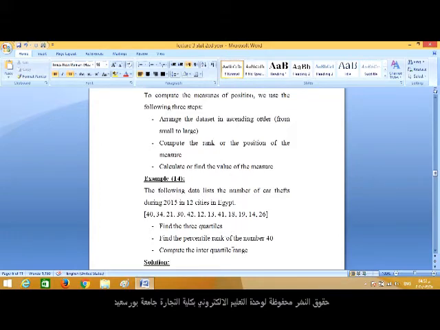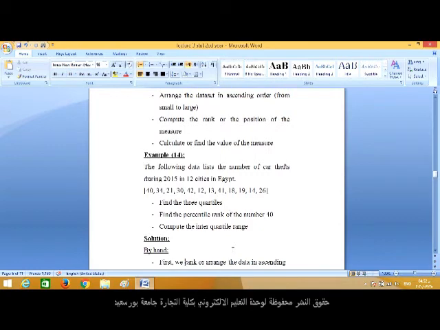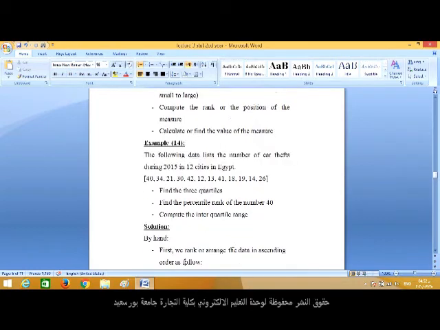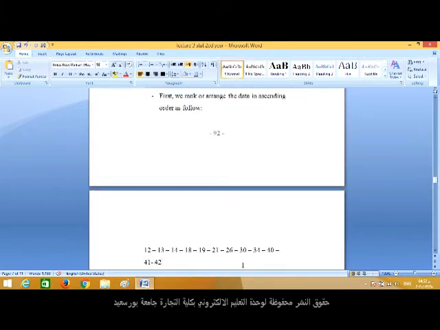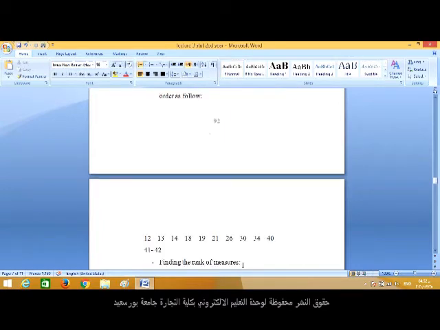Okay, so let us see the solution by hand. First, we rank or arrange the data set in ascending order as follows. As you see, we rank the data set from small to large. Finding the rank of measures.